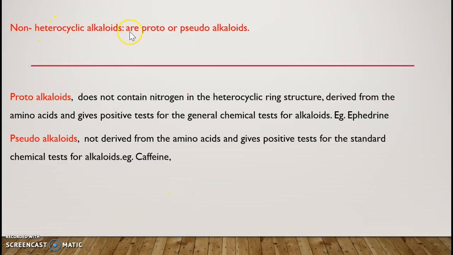Then what about non-heterocyclic alkaloids? Non-heterocyclic alkaloids include protoalkaloids and pseudoalkaloids. So what is a protoalkaloid and a pseudoalkaloid? A protoalkaloid does not contain nitrogen in the heterocyclic ring structure, is derived from amino acids, and gives a positive test for the general chemical test for alkaloids. For example, ephedrine. Pseudoalkaloids are not derived from amino acids, but they give a positive test for the standard chemical test for alkaloids. For example, caffeine, carnosine, colchicine.